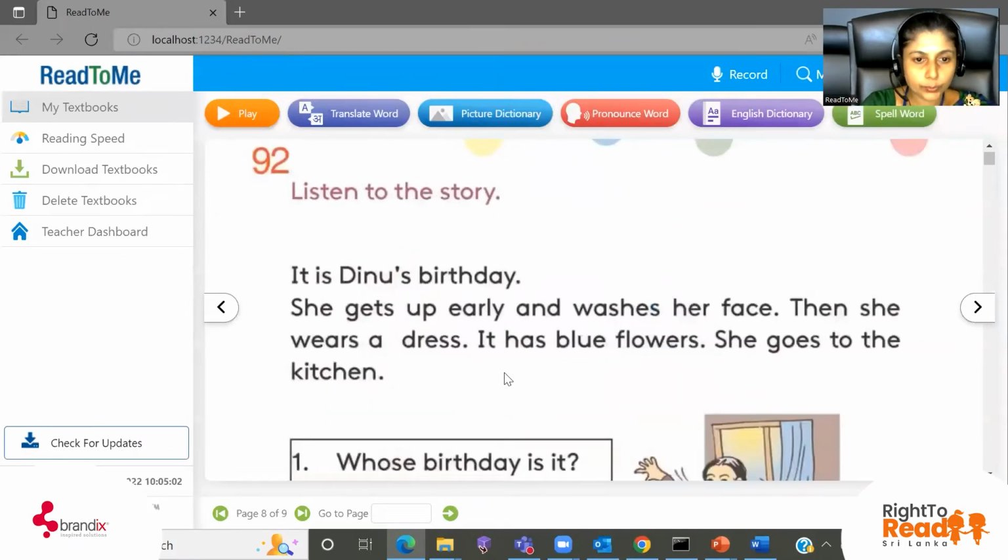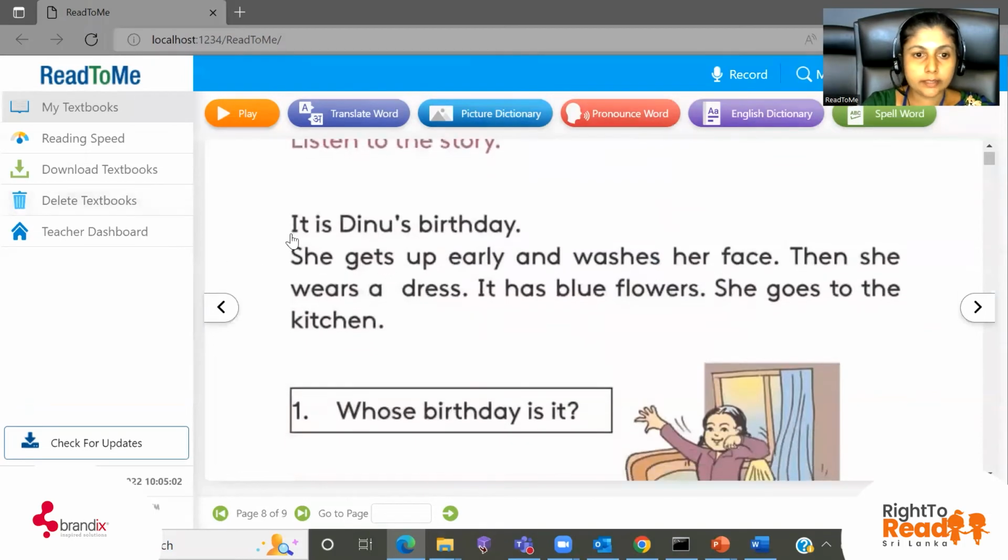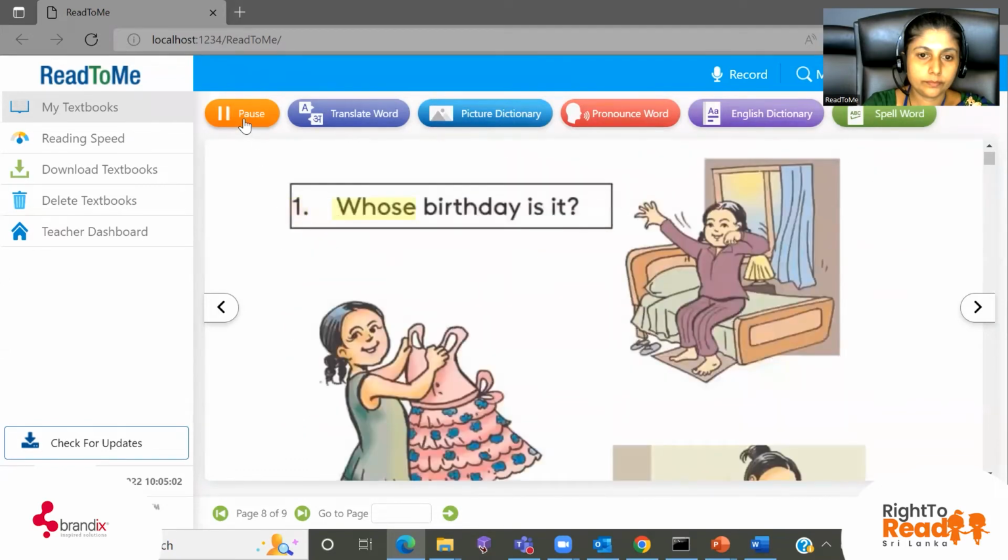In page 92, you can see a story. Listen to the story. Let's read this story first. It is Dinu's birthday. She gets up early and washes her face. Then she wears a dress. It has blue flowers. She goes to the kitchen. 1. Whose birthday is it?